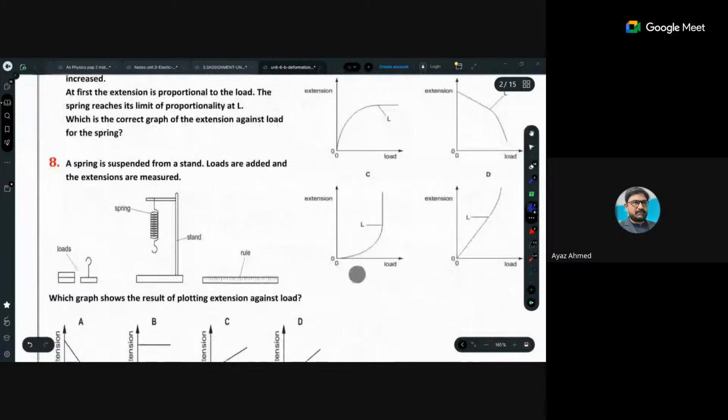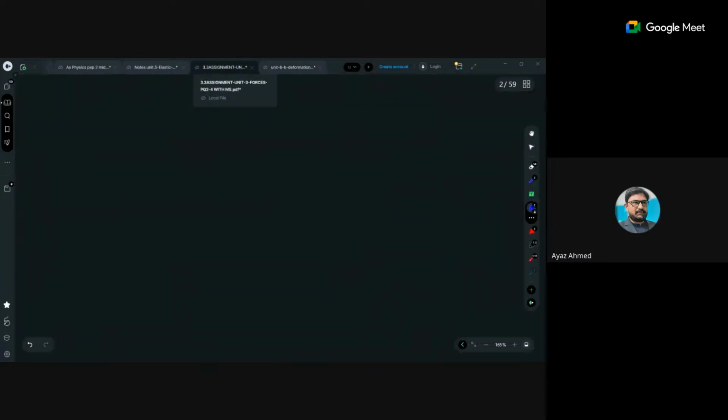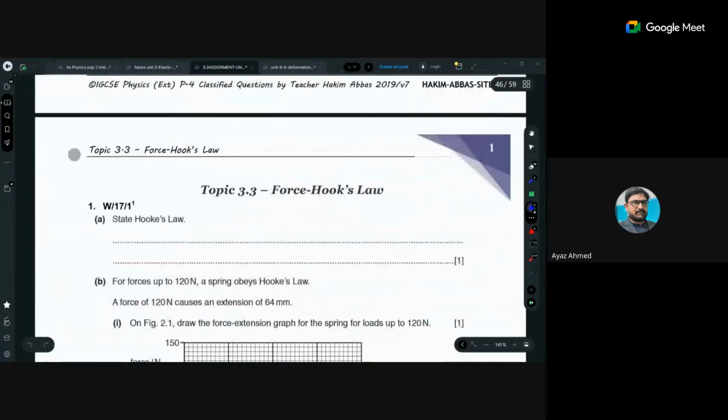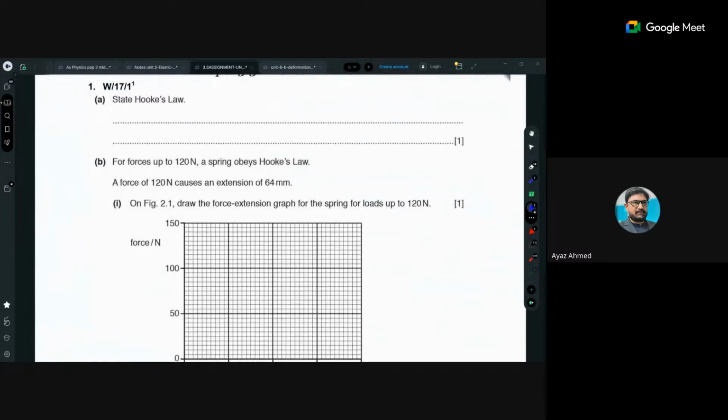Now let's have some other graphs or questions from the other worksheets. Then I will come back to the same one for the MCQs. Let's talk about some theory questions from another reference. This states Hooke's law. So what would be Hooke's law? Can anybody tell me?